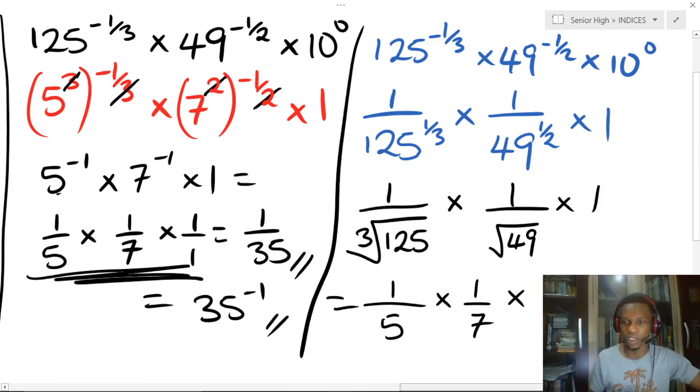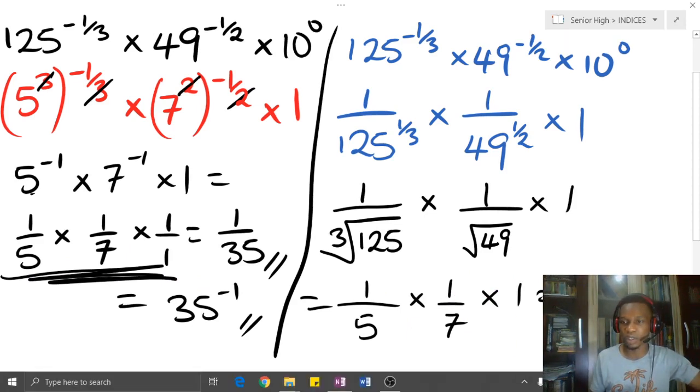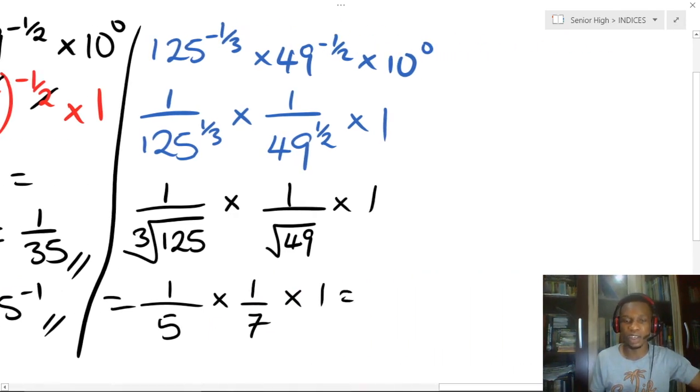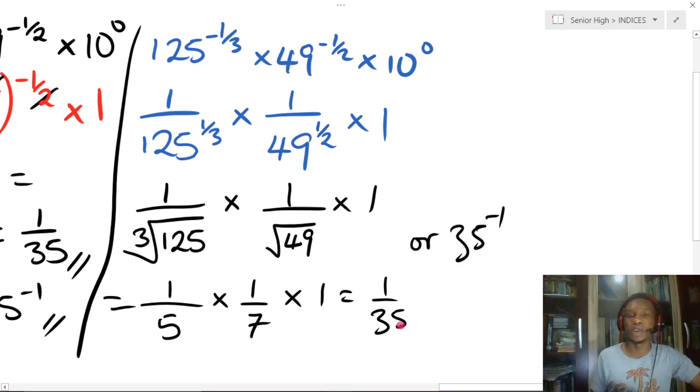Let me move this screen, because I don't want my face to block it. And then it finally ends with 1 over 35, or 35 raised to the power of minus 1. So that's it for here. Next we'll be taking more serious questions and see how we'll attempt them using indices. Thank you.